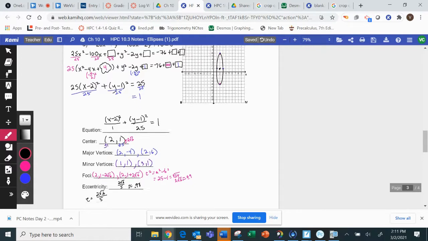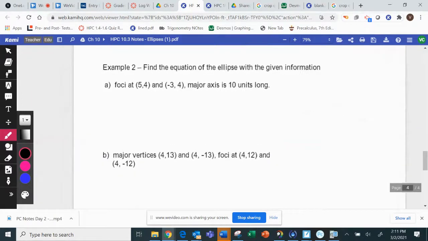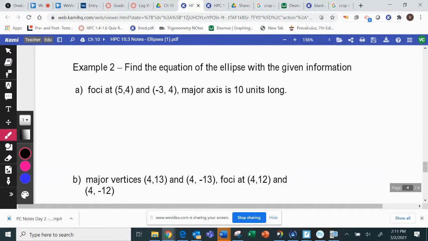The last few questions about this are just problem solving, and I don't know that we'll get through every single one of them, but I don't know if we need to. Just looking at the first one, I'm telling you that the foci of this ellipse are (5, 4) and (-3, 4), and the major axis is 10 units long. We have to write the equation. So I need the center and I need the a squared and the b squared. So by this information, what's one thing we can pick out?